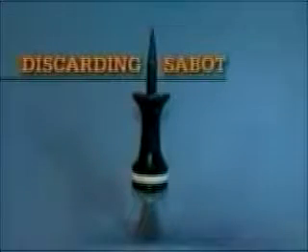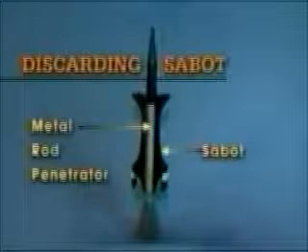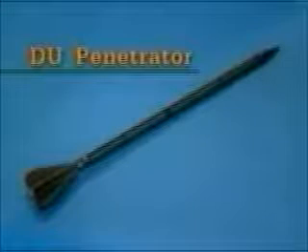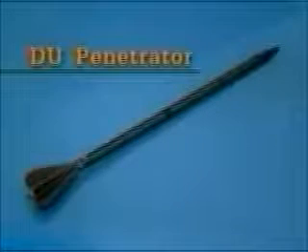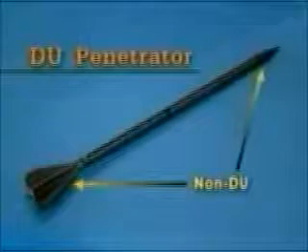Most DU rounds are discarding sabot types. The projectile consists of a metal long rod penetrator with a sabot surrounding it. The sabot falls away from the penetrator as it flies toward the target. The penetrator rod is a long, thin dart with a sharp, non-DU metal nose cone and fins.